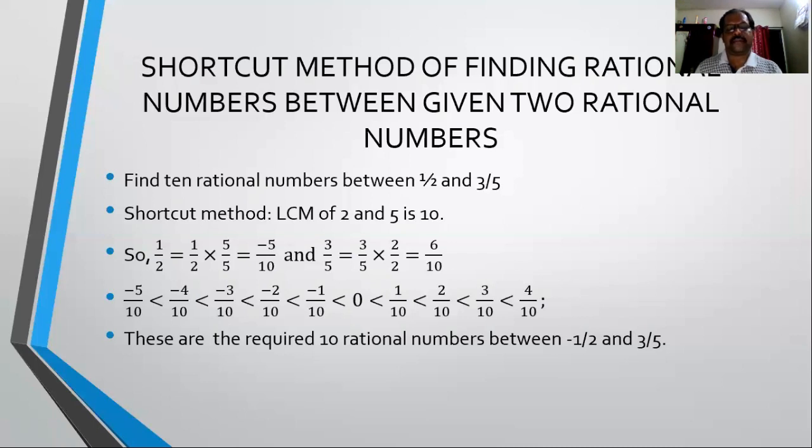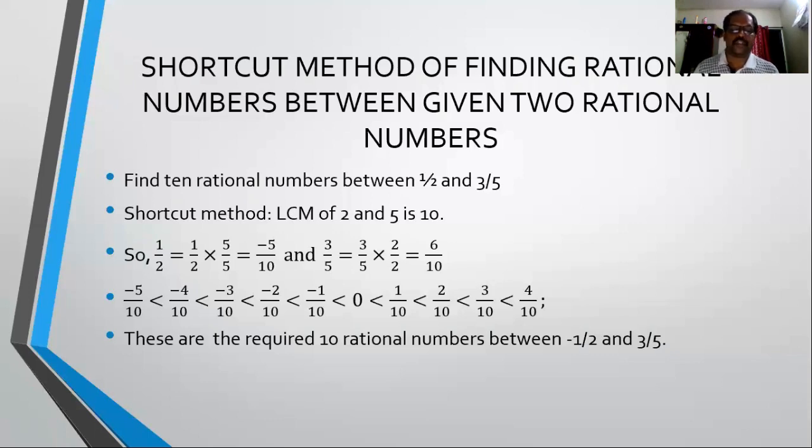Similarly, the second rational number is 3 by 5. To make the denominator 5 into 10, we need to multiply and divide by 2. So it gives us 6 by 10. Once you have rational numbers with equal denominators, the remaining part is very easy. Just go on adding 1 to the numerator, which will give us the required rational numbers between the given two rational numbers.